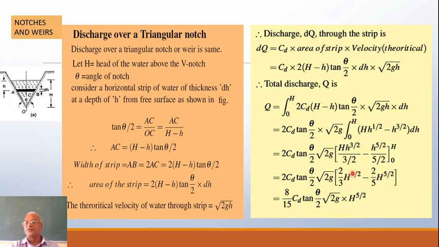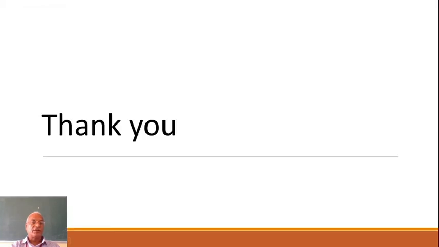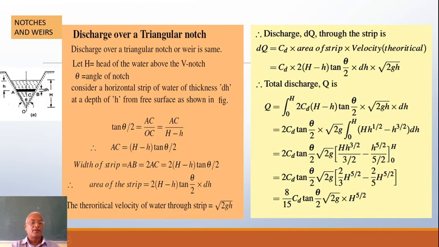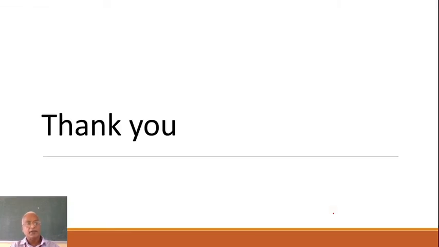Simplifying, H raised to 5 by 2 times (2 by 3 minus 2 by 5), multiplied by 2 there, it will be 8 by 15. So the final expression for discharge through a V notch is equal to 8 by 15 CD tan theta by 2 root 2g H raised to 5 by 2. So this is the discharge through a triangular notch. Thank you. We'll stop here.